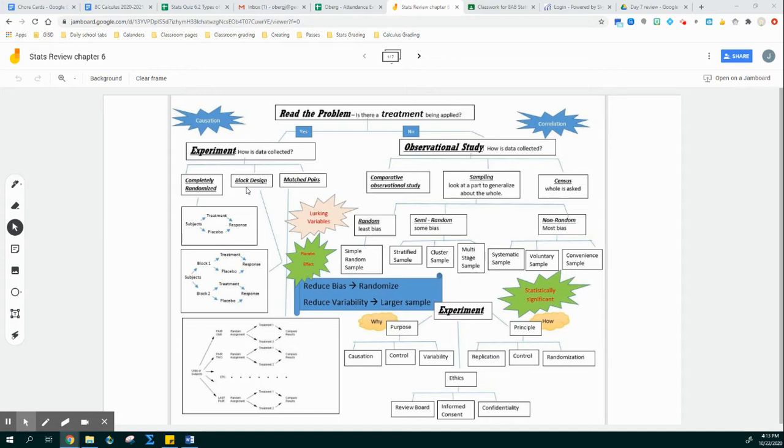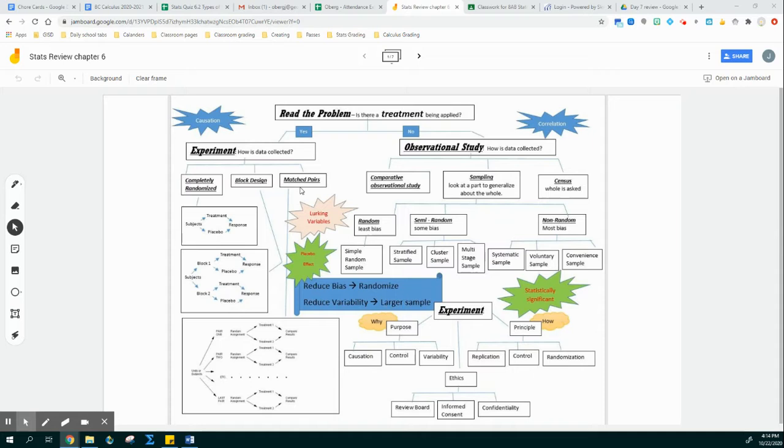We could have a block design. So the next type of experiment is a block design, and let's follow the arrow. This is a picture of what that looks like. We've got the subjects split up into the blocks, and then these blocks are grouped. There's a blocking variable. And then this block is split up into treatment and placebo, and this block is split into treatment and placebo, and then we compare the responses.